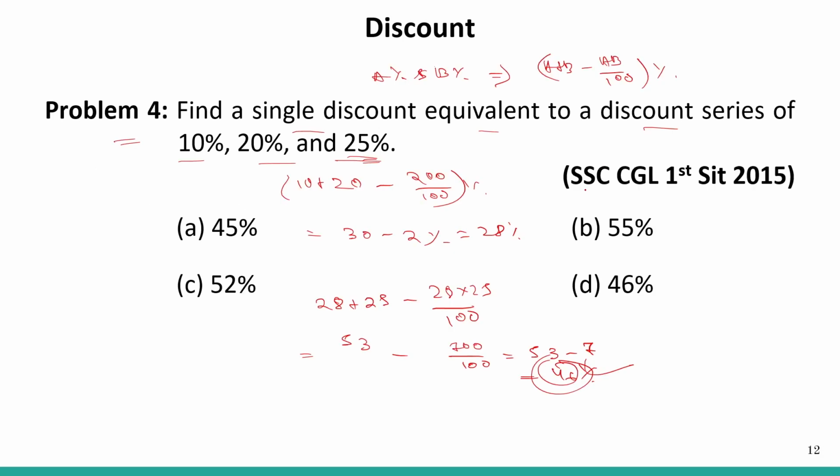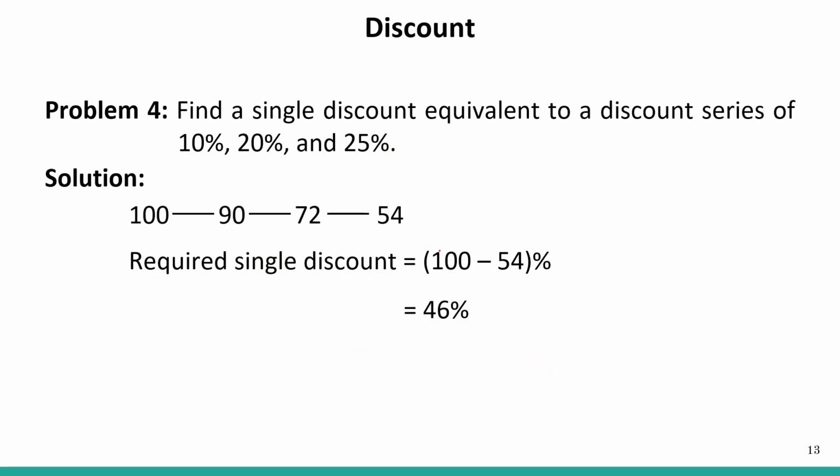Okay, so this question appeared in the SSC CGL first sitting 2015 paper. So what we did was we applied this formula to the first two terms, and whatever we got, that was 28%. Then we assumed this as A and this as B, and then we solved again. Applying that process again, what we are left with is 46%. So this is the correct answer. The other options are all wrong answers. So 46% is the correct answer.